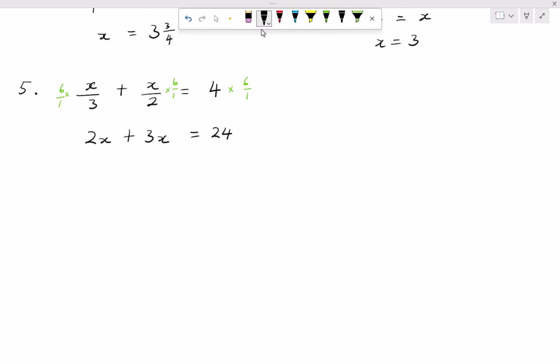Now we have 2x and 3x on the left side. So that's 2x plus 3x, that gives us 5x, is equal to 24. Then we divide both sides by 5, and we get our value as x is equal to 24 over 5, which is the same as 4 and 4 over 5. Okay, so that is what we do when we have a fraction like this, where we are adding fractions to give us a certain number, and we want to find the value of x.